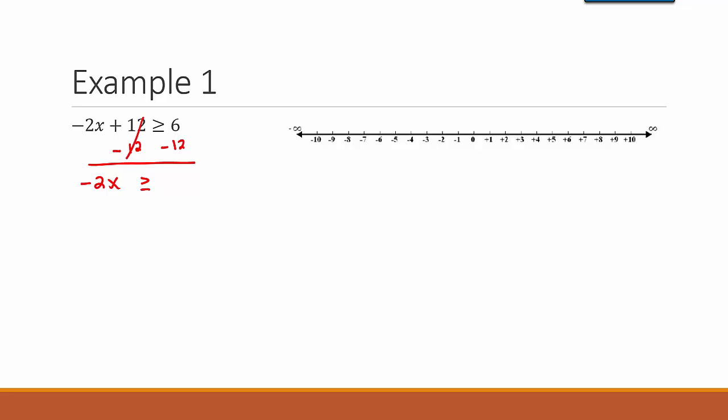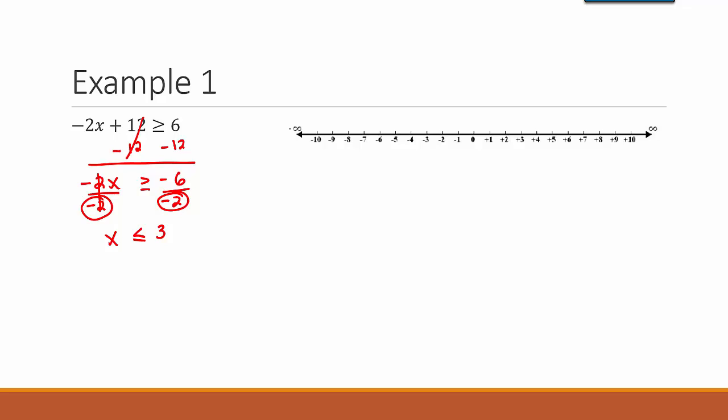So 6, take away 12, I spent more than I had, so that gives me negative 6. Then I would have to divide both sides by negative 2. Now, since I'm dividing both sides by a negative number, I have to remember to reverse my inequality symbol. Negative 6 divided by negative 2 is positive 3. So that would give me x is less than or equal to 3.